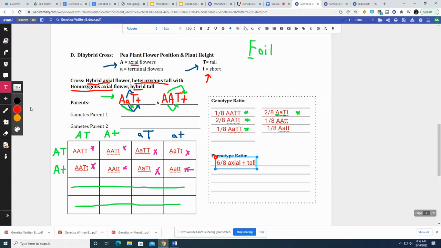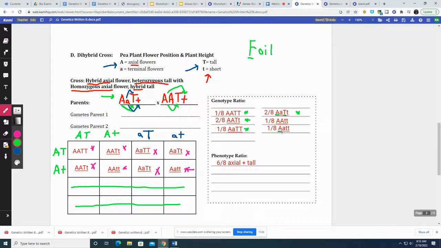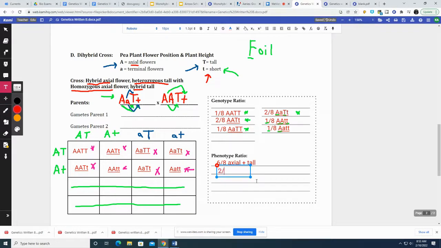So what about the last 2? Let's see what they're going to be. These are both going to be axial. It's got 1 dominant axial allele. This one's got 2, but you don't need 2. You just need 1. It's good enough. But these are not going to be tall because look, they have 2 little t's. So they're going to be short. So 2 out of 8 are going to be axial and short. So let's do that. 2 out of 8 will be axial and short.